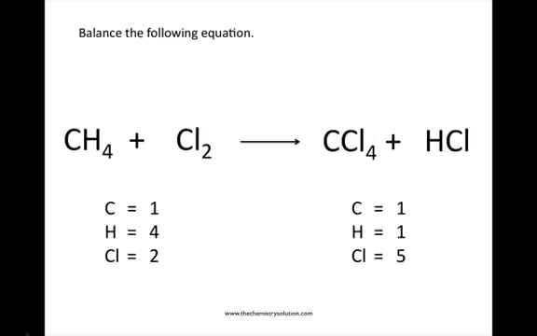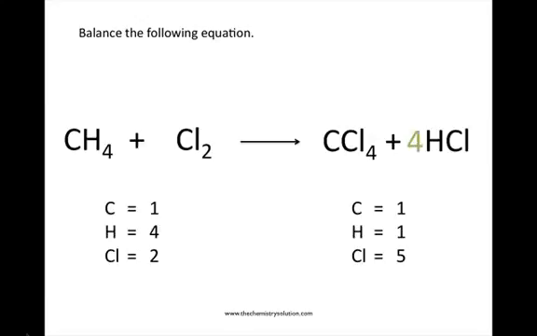Now looking at this equation, because we have 1 carbon atom on the reactant side and 1 carbon atom on the product side, carbon is already balanced. So our next step would be to balance the number of hydrogen atoms, and I'm choosing to start with hydrogen because hydrogen occurs in 1 compound on the reactant side, CH4, and 1 compound on the product side, HCl. In order to balance the number of hydrogens on the product side, we're going to want to put a 4 coefficient in front of HCl.